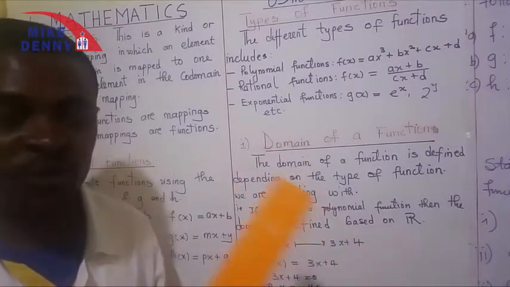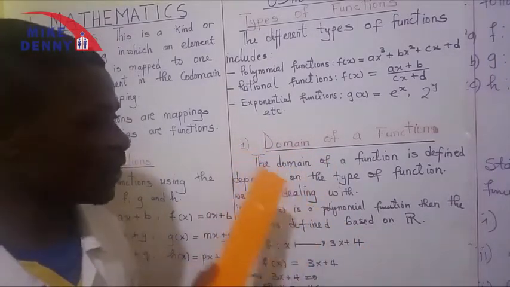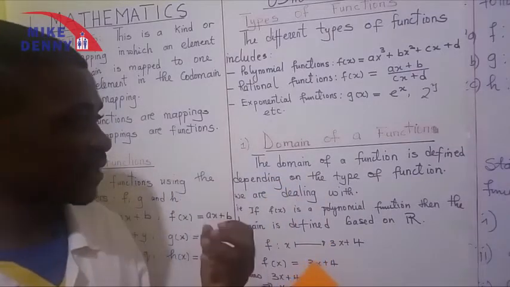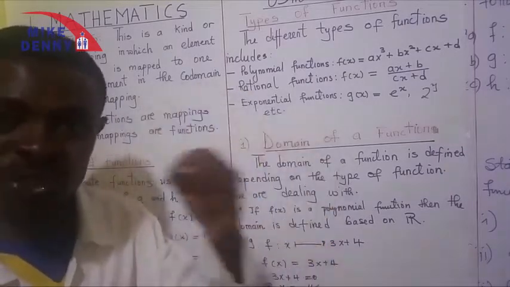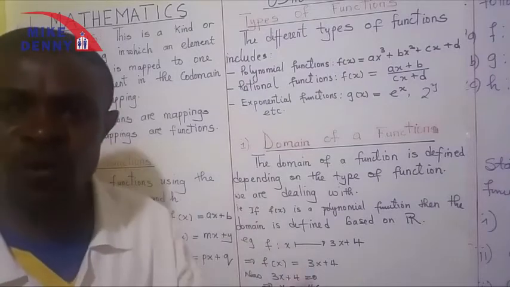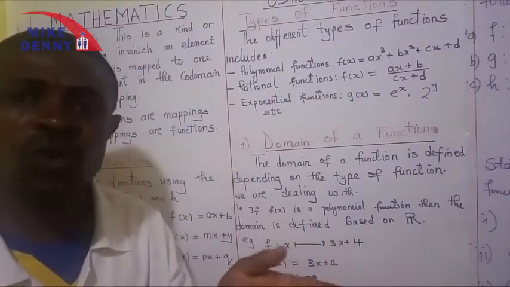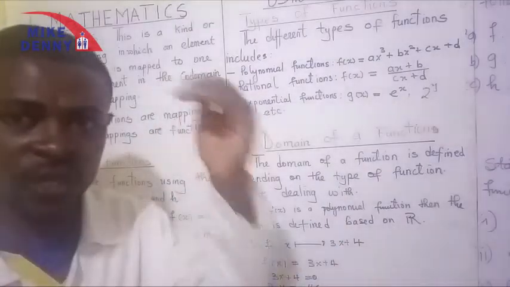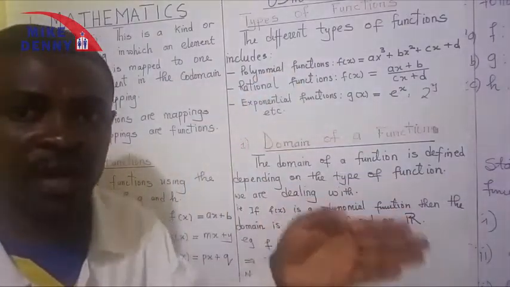What is the domain of a function? That's the first thing. We need to be very careful with these steps. What's the domain of a function? The domain of a function is defined depending on what? The type of function we are dealing with. So you cannot talk about the domain of a function when you don't know the type of function we are dealing with. So we define the domain based on the type of function we are dealing with.